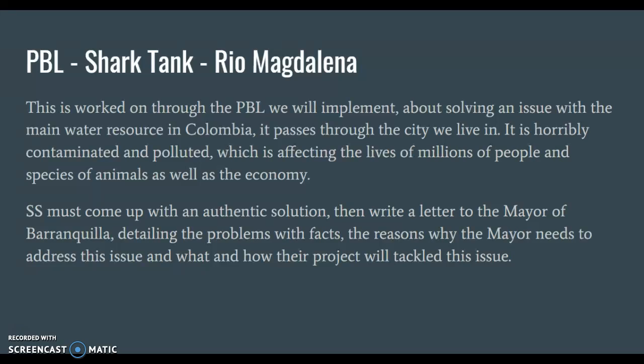Bear in mind this PBL was worked in throughout the whole year in many different subjects, but in my subject area, I work on the research-based, argument-based letter, which they will write to the mayor of Barranquilla. I have direct access to the mayor because he's a friend of a friend, so I actually sent these letters over. The letter will detail the problems with facts, the reasons why the mayor needs to address this issue, why they should pick their solution, and how the project will tackle the issue and what future predictions they could have if they choose their product.